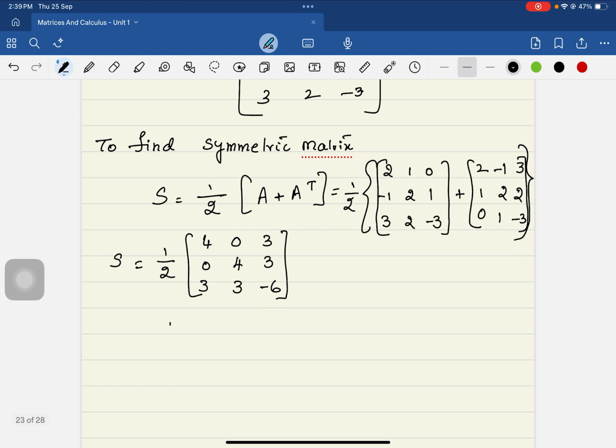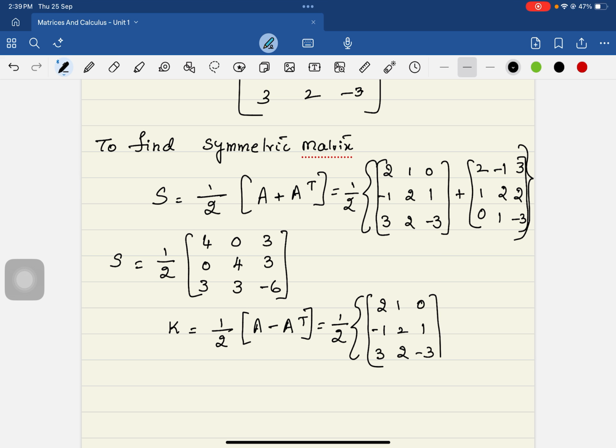Let us now find out the skew symmetric matrix. Let us call this K, and this is half of A minus A transpose. So that gives you half of the matrix 2, 1, 0, minus 1, 2, 1, 3, 2, minus 3, minus the transpose, which is 2, 1, 0, minus 1, 2, 1, 3, 2, minus 3. So this is what you are going to find out, this skew symmetric matrix.